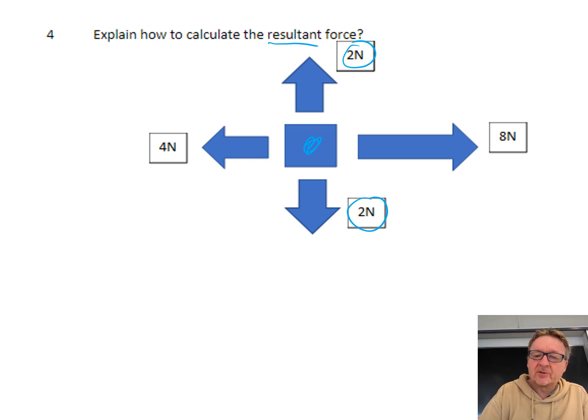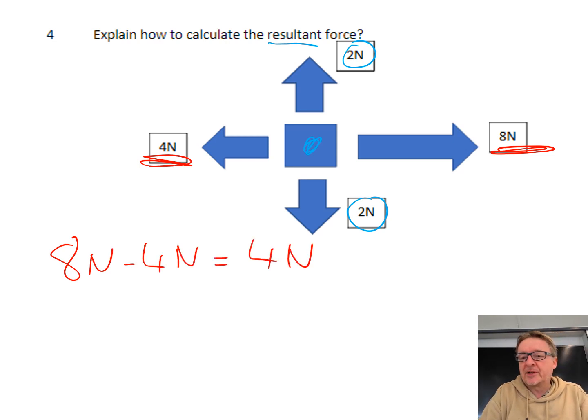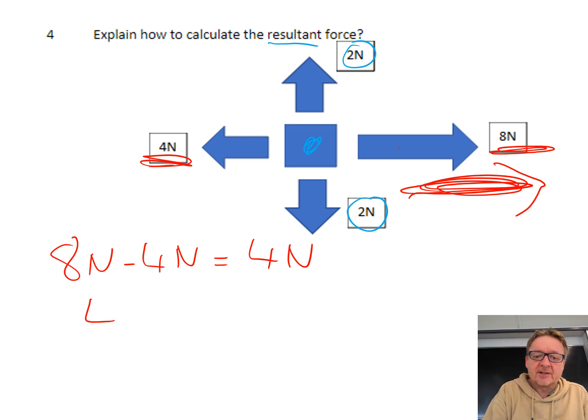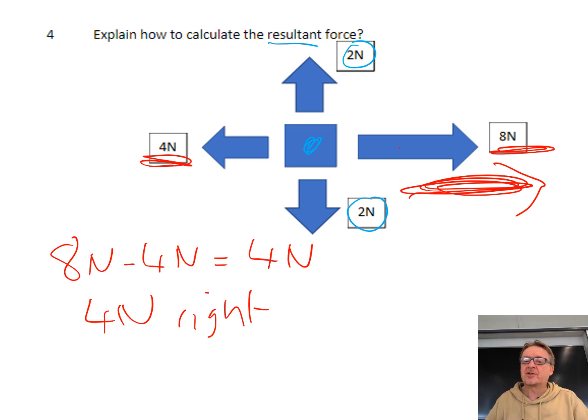Then you look at the forces left and right. You've got 4 newtons going to the left, and 8 newtons going to the right. So you go 8 newtons take away 4 newtons equals 4 newtons. Because the bigger force is going in that direction, and you can also tell that from the arrow, the answer is 4 newtons. But you've then got to try and explain that in your own words when you're actually doing the test.